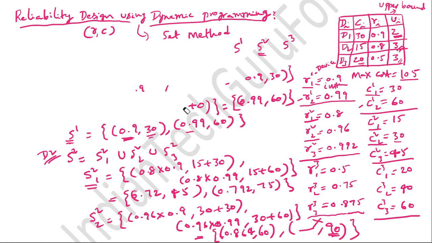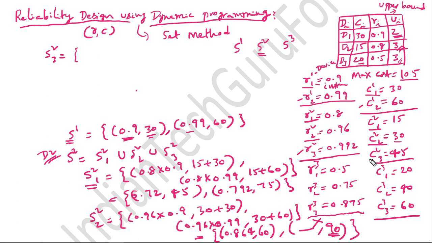So I have calculated up to S power 2 suffix 2. Now I need to calculate S power 2 suffix 3. Let me calculate S power 2 suffix 3. For calculating S power 2 suffix 3, I need the values of R power 2 suffix 3 and C power 2 suffix 3. 0.992 and this one is 45.